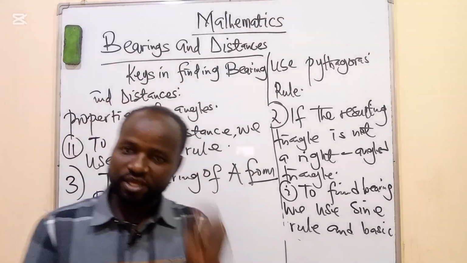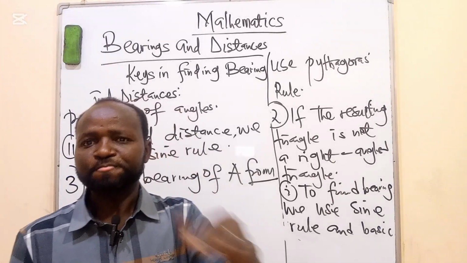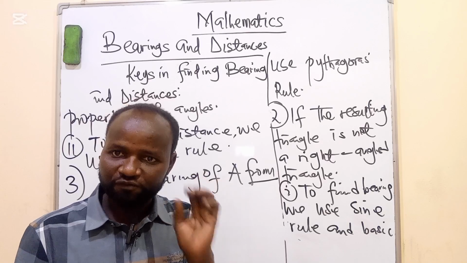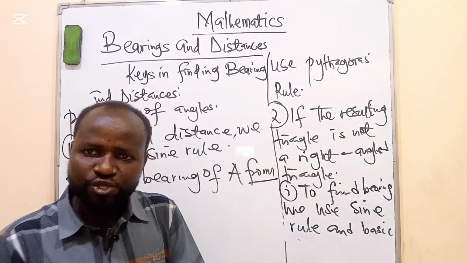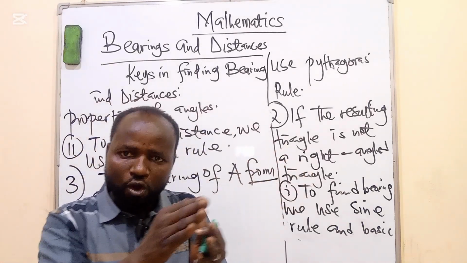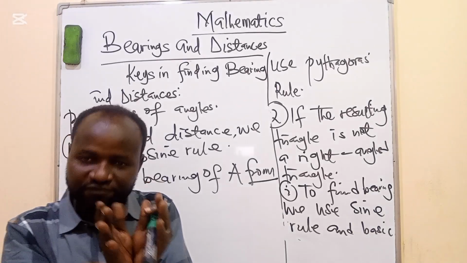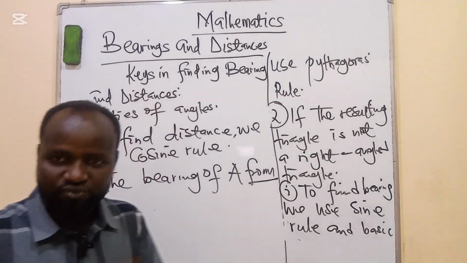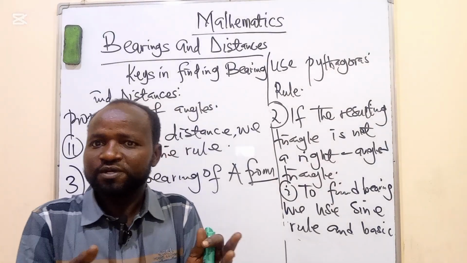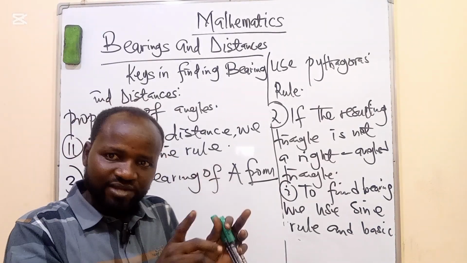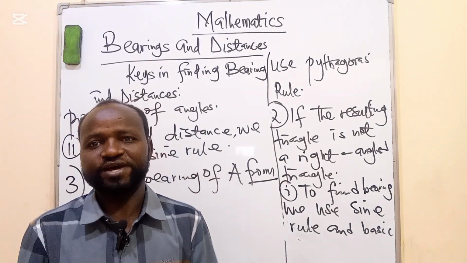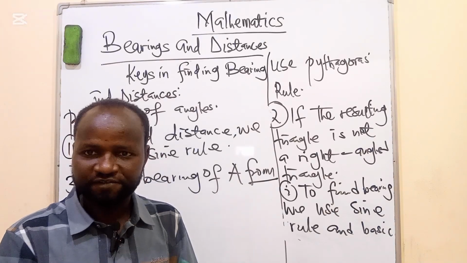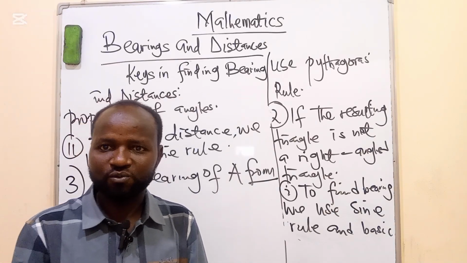Key number 2, if the resulting triangle is not a right angle triangle, to find bearing, we use sine rule or basic properties of angles. Roman numerals 2 under that. To find distance now, when the resulting triangle is not a right angle triangle, we use what we call cosine rule. Very important.